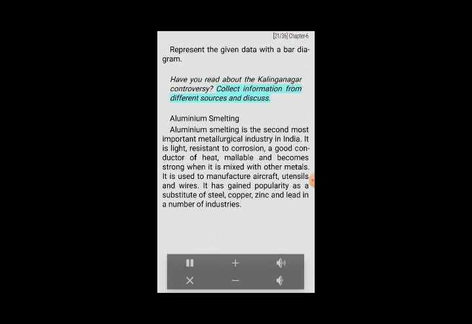Have you read about the Kalinganagar controversy? Collect information from different sources and discuss.